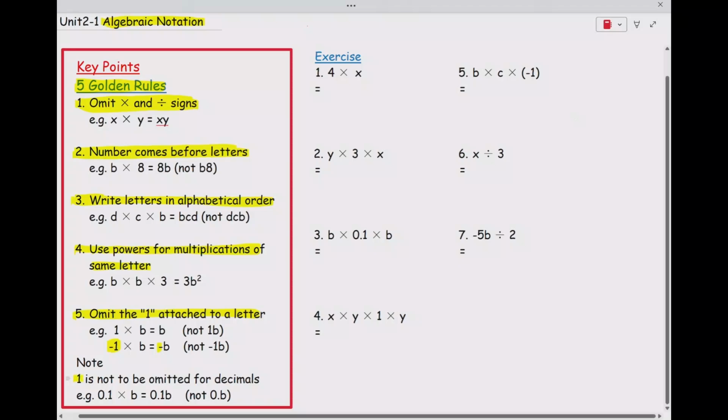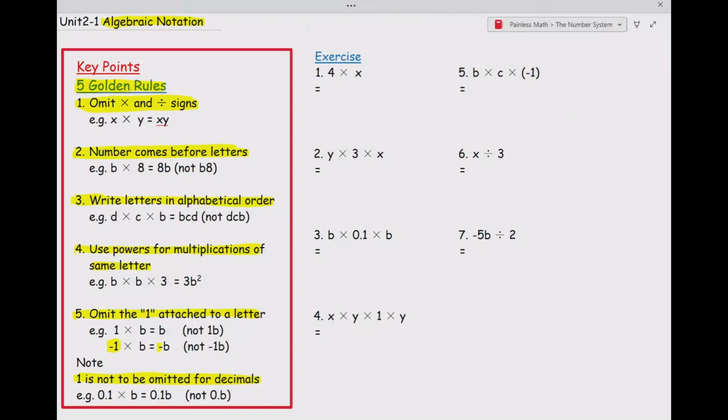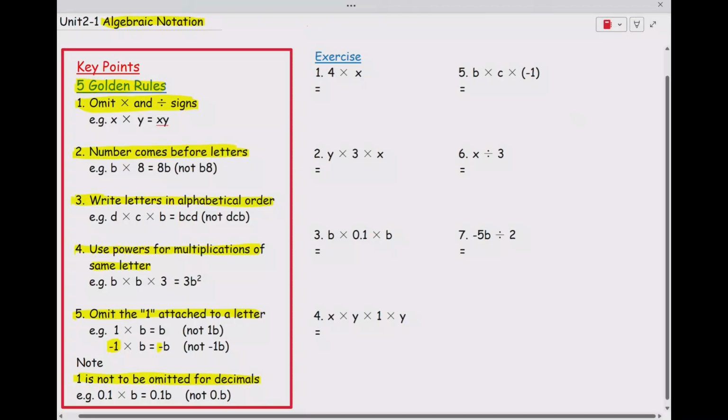However, note that 1 is not omitted for decimals, such as 0.1 or 0.01. For example, 0.1 times b is expressed as 0.1b, not 0.b. It is abbreviated only in the case of 1 as a whole number.